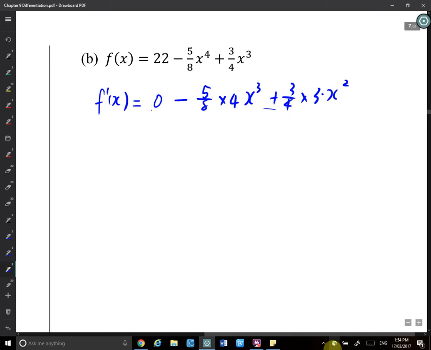The constant will still remain. 5 over 8 is still there, you don't need to do anything to that. And you multiply by the power and reduce the power by 1. The 3 over 4 is still there, you multiply by the power and reduce the power by 1. So what you will have for f dash x will be minus 5 over 8, 5 over 2 x cubed plus 9 over 4 x squared. That is f dash x.